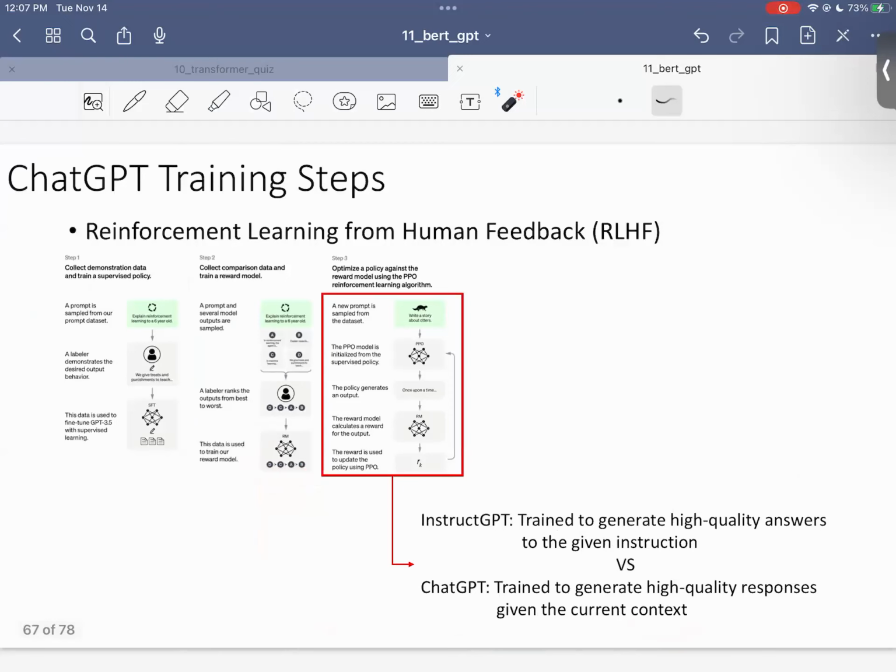And then after that, the reinforcement learning stage, or the fine-tuning stage, in InstructGPT, the model was trained to generate high-quality answers to the given instruction. So actually, they're doing two things. InstructGPT is trying to predict the next word that maximizes the linguistic probability, or lowers the perplexity, but also trying to generate high-quality answers to the given instruction. ChatGPT is generating high-quality responses given the current context, given the current dialogue. So there are subtle technical differences between InstructGPT and ChatGPT, and that's how ChatGPT can have a conversation with you.